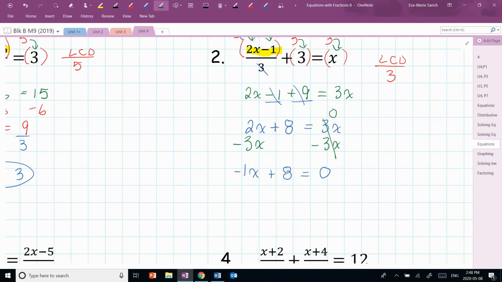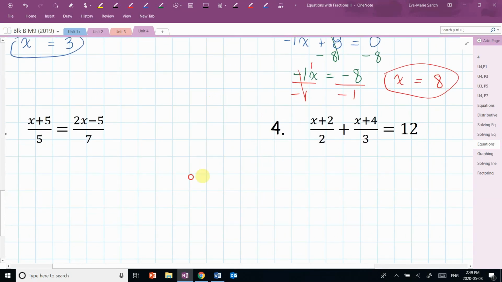So what do we do now? We have a multiply by negative 1. We have an add 8. We have to get rid of the add 8 first. So we're going to subtract 8. That gives us negative 1x is equal to 0 minus 8 is negative 8. Divide then to get rid of the negative 1. So negative 1 divided by negative 1 gives us positive 1. And negative 8 divided by negative 1 is going to give us positive 8. So x is going to equal positive 8. Solved.